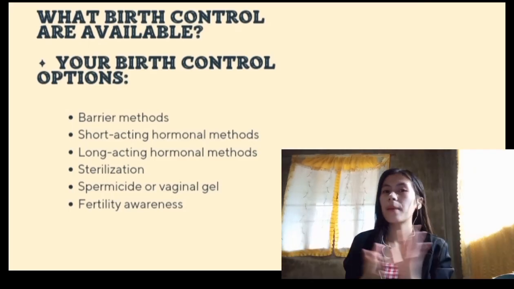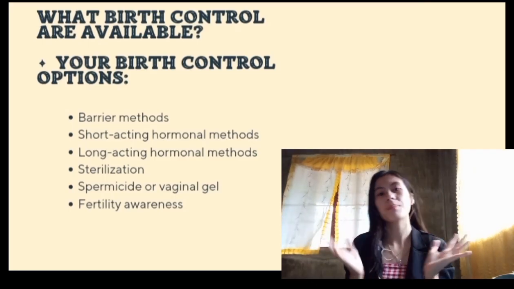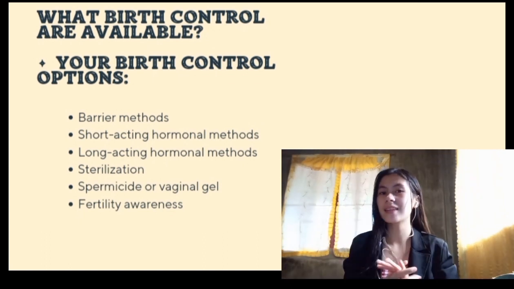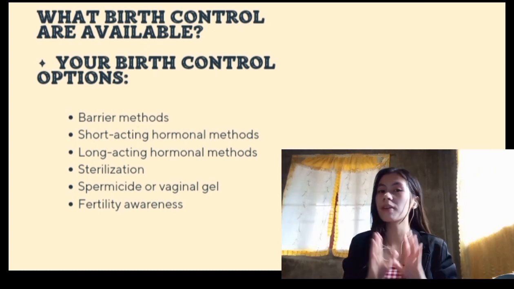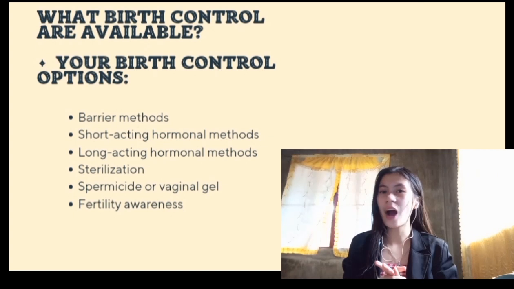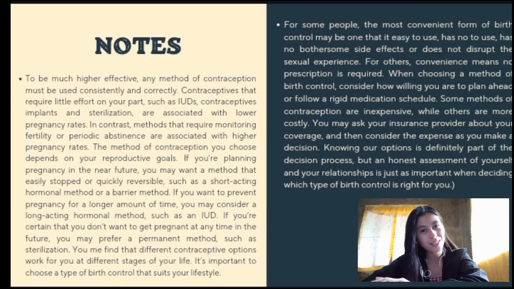What birth control is available? Your birth control options are barrier methods, short-acting hormonal methods, long-acting hormonal methods, sterilization, spermicides or vaginal gel, and fertility awareness. To be highly effective, any method of contraception must be used consistently and correctly. Contraceptives that require little effort on your part, such as IUDs, contraceptive implants, and sterilization, are associated with lower pregnancy rates, in contrast to methods that require monitoring fertility or periodic abstinence, which are associated with higher pregnancy rates.